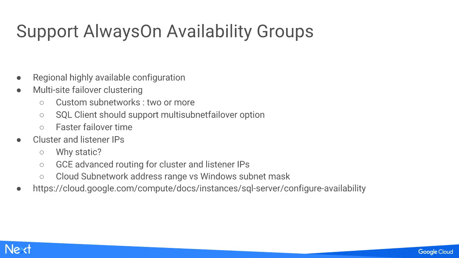As we configure SQL Server with GCE advanced routing for the cluster IP and the listener IP, by the GCE routing definition, the IP address has to be outside of the valid GCP subnetwork address range, because this is user-defined routing. If it's inside the range, the routing is already predefined. However, from the guest perspective, this IP has to be in the same subnet as the primary internal IP from the VM perspective. I know it's a little bit confusing. Let's see an example.